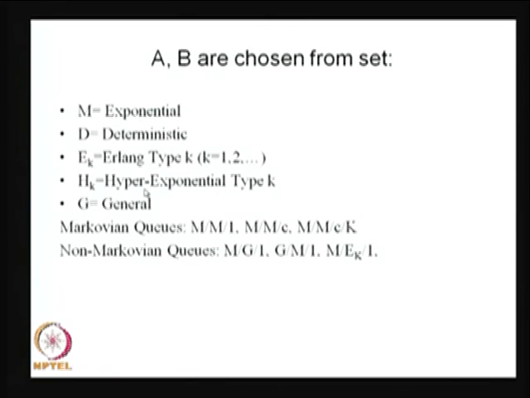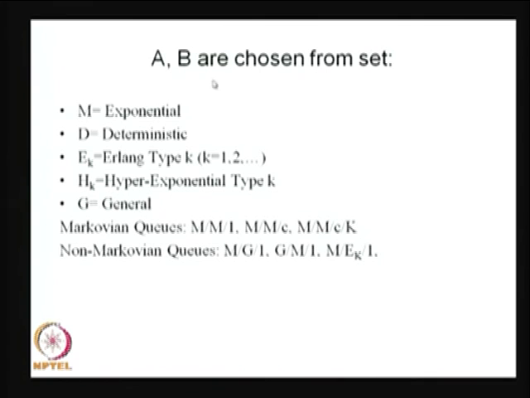Whenever the inter-arrival time is other than exponential, deterministic and so on, usually you can use the letter G. G means a general distribution. General distribution is also a known distribution; the only thing is it is other than exponential distribution. So you can use the letter M, D, E suffix k, H suffix k or G. G can be other than M in the usual or general form. It is a known distribution other than exponential, and we use the letter G for general distribution.